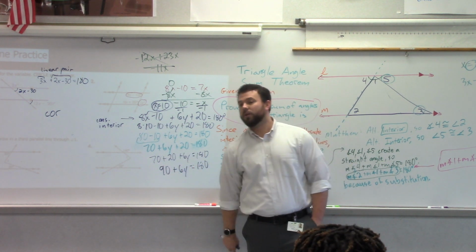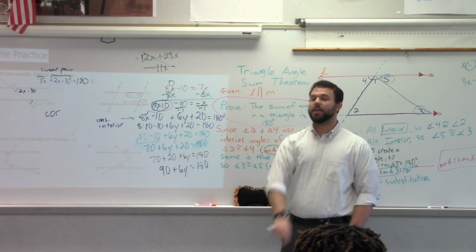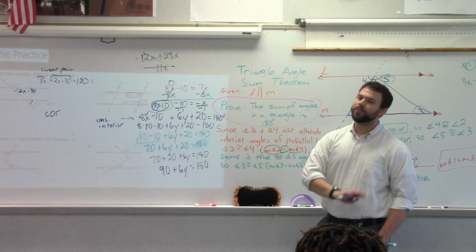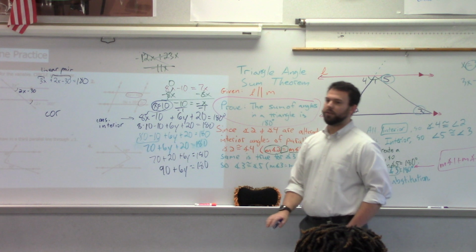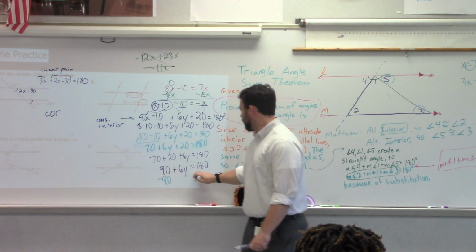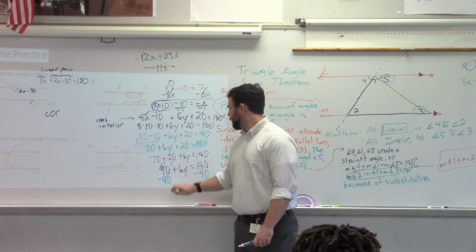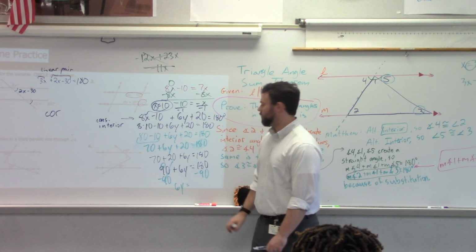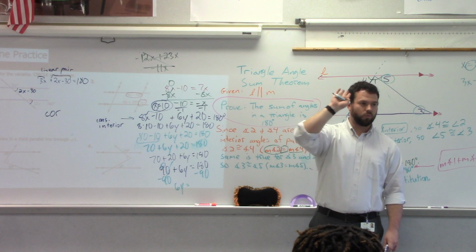Could I have subtracted 20? Yes. Would it have given me the same answer eventually? Yes. It's your preference. I just want you to see that this is what you can do. Minus 90, that's going to create a 0. 6y is now equal to 90.